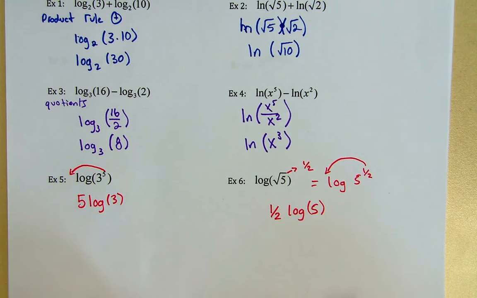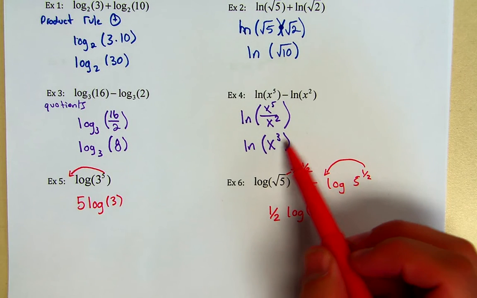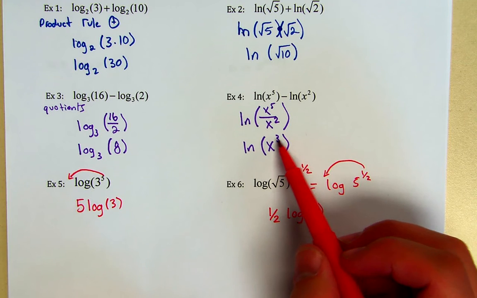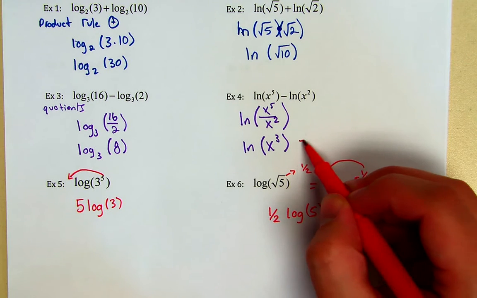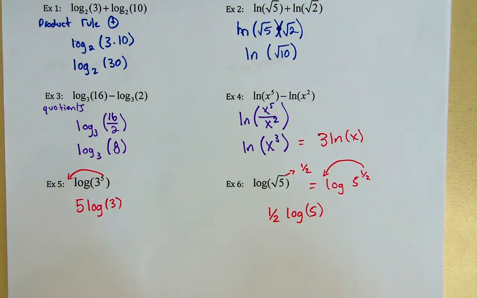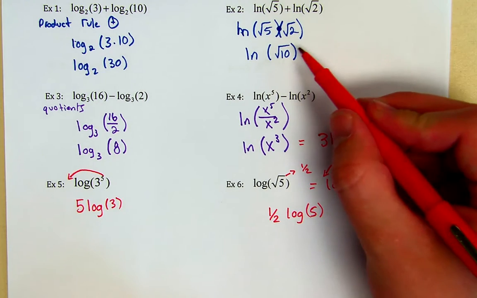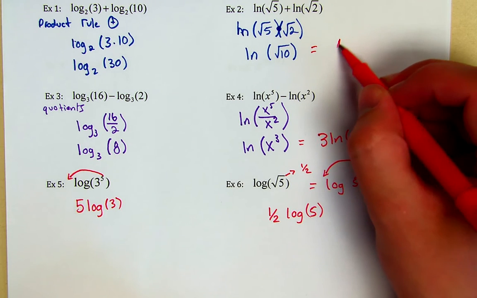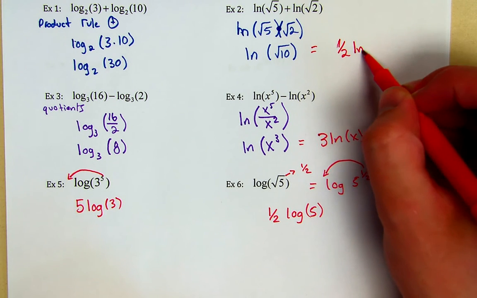Now you may be saying, hey, Mr. Millikan, there's a power we left in this one. It said completely simplify or condense. You would need to bring that down. So this also can be 3 natural log of x. Same thing going back up here. I can go here and say, hey, this is 1/2 natural log of 10.